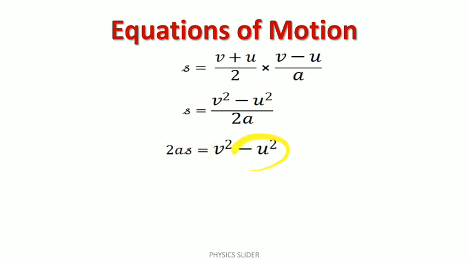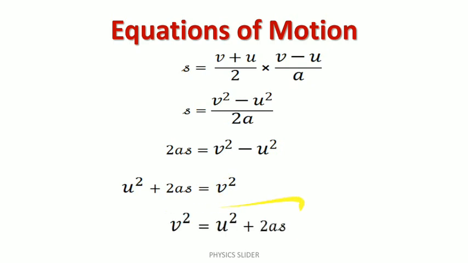Now this minus u square we will take over this side, then it will become positive. So this becomes u square plus 2as is equal to v square. We can also write it like this, v square is equal to u square plus 2as, which is our third equation of motion. So we have proved these 3 equations of motion, which are very important. We will solve these in assignments. Okay, thank you for now, see you again.